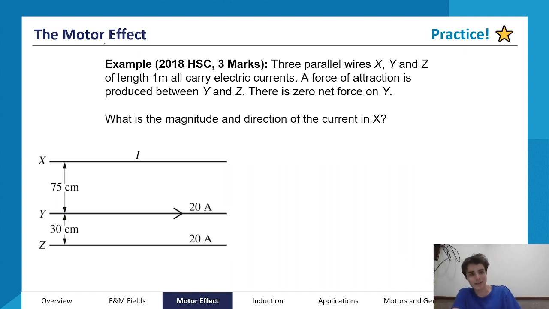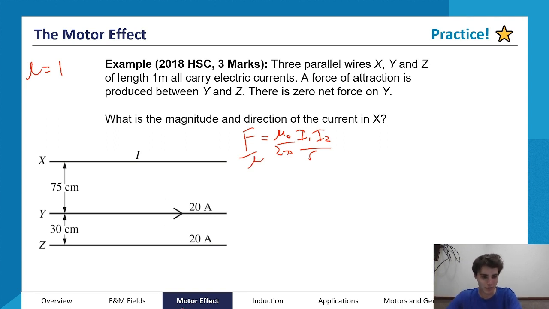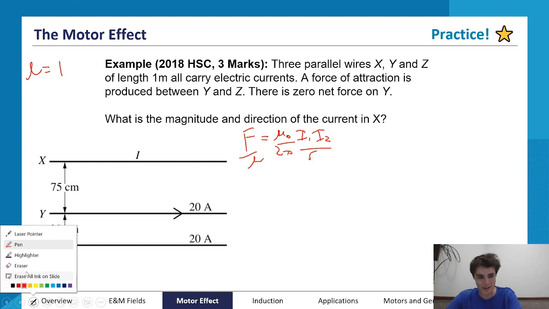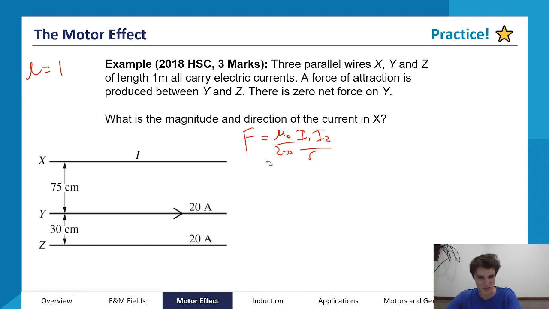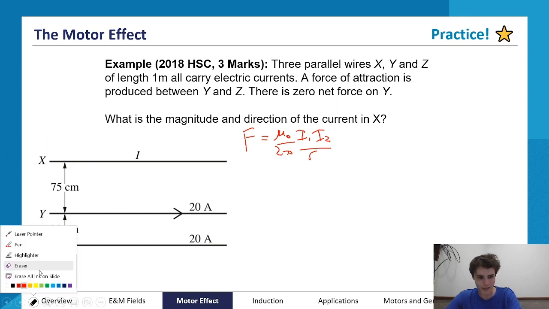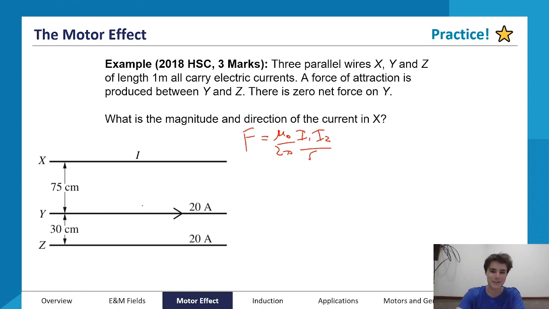We know that our length is equal to 1 meter, and that's true for all of them, right? The reason that's so nice is it means that in our formula, F is equal to mu 0 on 2 pi times I1 times I2 all on R, we don't really have to worry about the divided by L section because our L is just equal to 1. So we're basically just dividing by 1, so we can just get rid of that. So now that that's out of the way, we don't have to worry about our length anymore. It essentially just gives us a nicer formula.